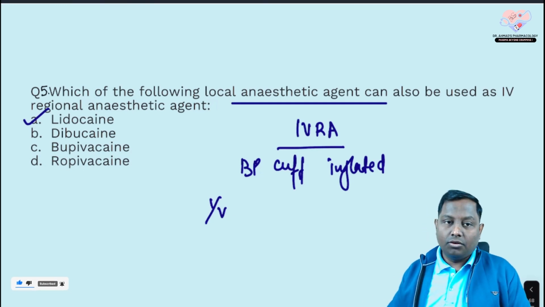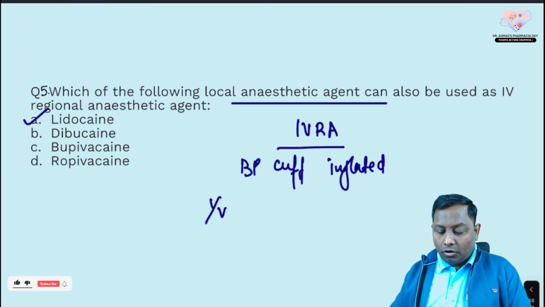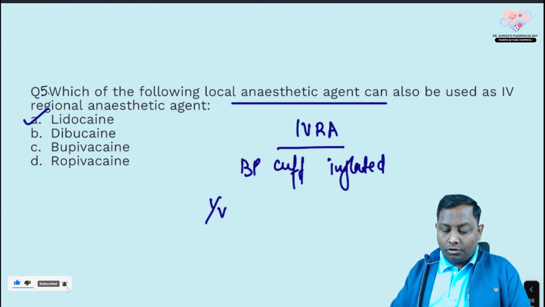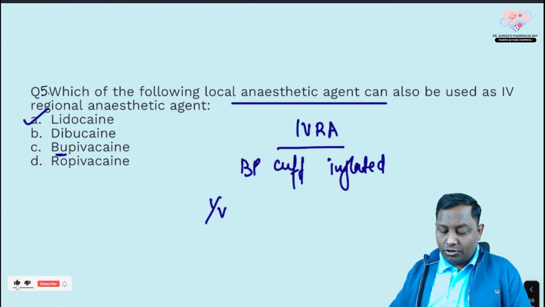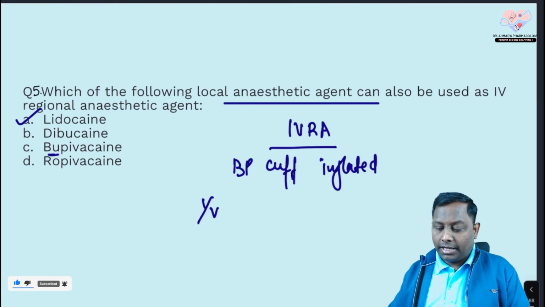For that we use lidocaine very commonly, not bupivacaine, not ropivacaine, right? Remember, the most cardiotoxic is going to be bupivacaine. I used to say 'beauty is very, very toxic', cardiotoxic. All right, so among the given choices, A is the correct answer, right?